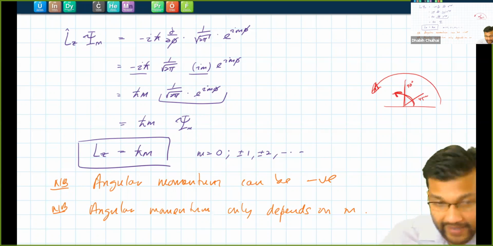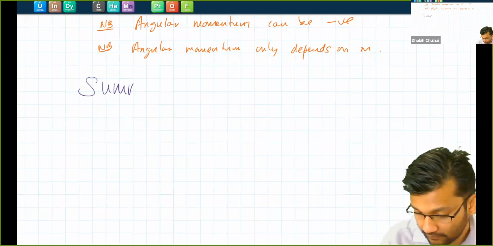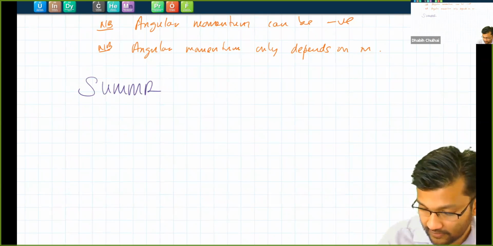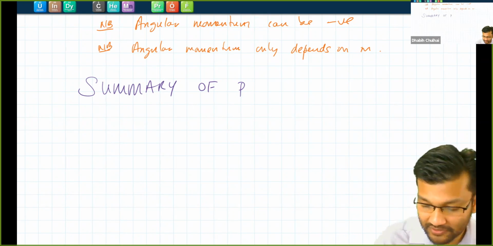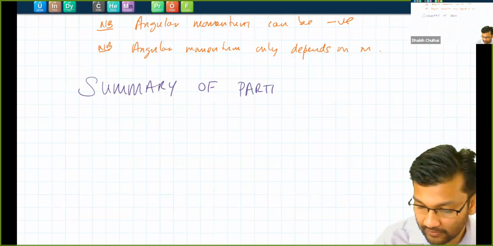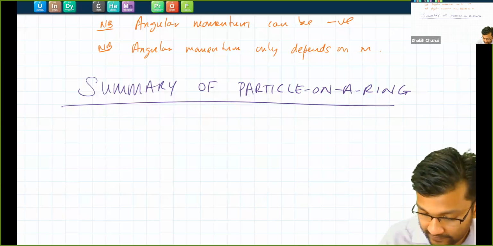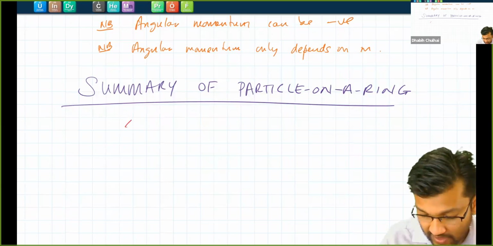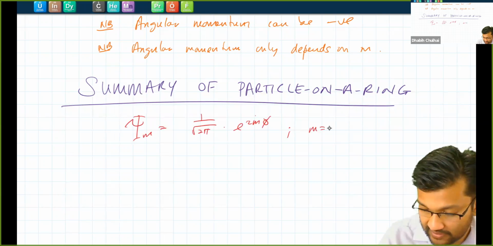So to summarize, two-dimensional particle in a box. Summary of, we'll call it... no, two-dimensional rigid rotor or particle on a ring, right? We're using polar coordinates. We have a wave function that is this. M is 0 or plus or minus 1.